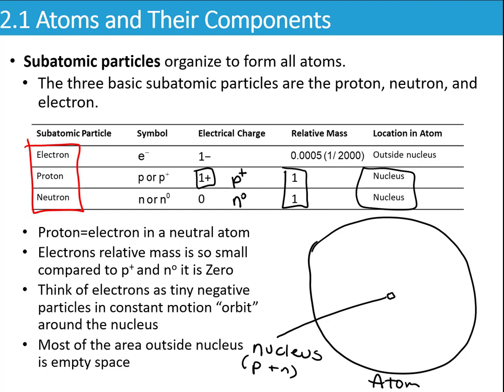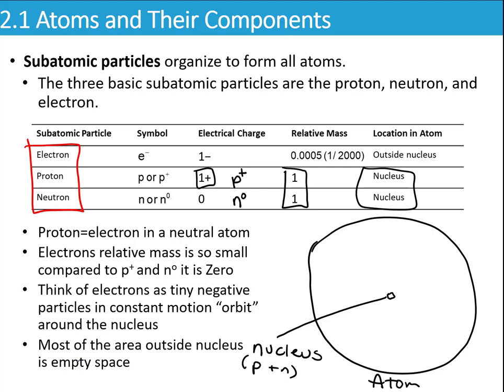In fact, the nucleus takes up 0.005% of the volume of the atom. So it's in this really small, very center, like 1/2000th the size of the atom. All the rest of the atom is mostly empty space. They just call it the area outside the nucleus.